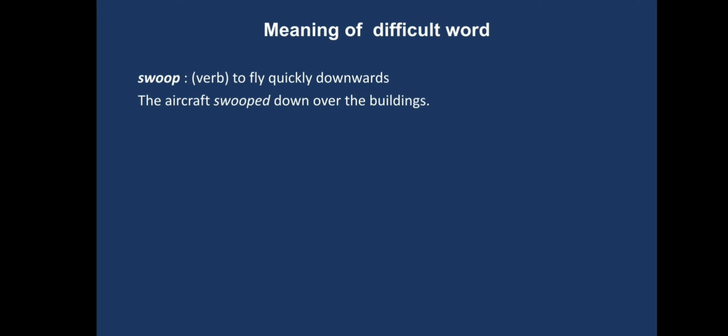Students, the meaning of a difficult word has been given here for you. Our word here is swoop. It is a verb. It means to fly quickly downwards.